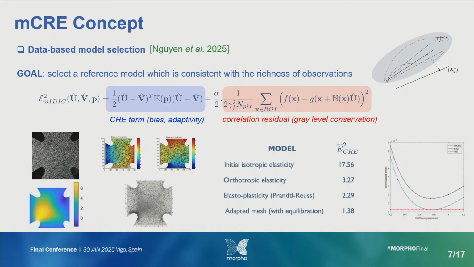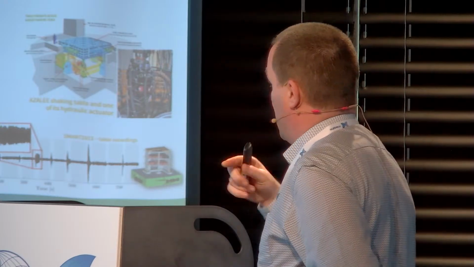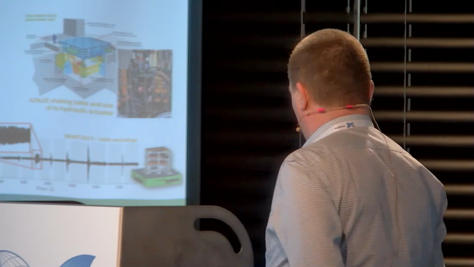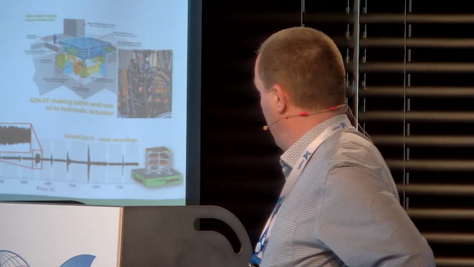That's the idea. Okay, so to go now sequentially in time, we complement all this framework with data assimilation with Kalman filtering. So we use a sequential version of Kalman filtering, in which the MCRE is used to more or less change the observation operator. I will not go into the detail, but that's the idea. So we couple these two techniques, and this has been done already in several projects.